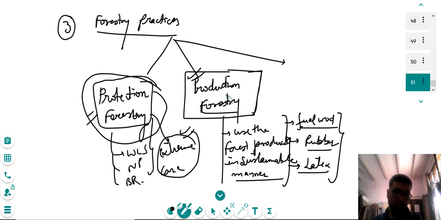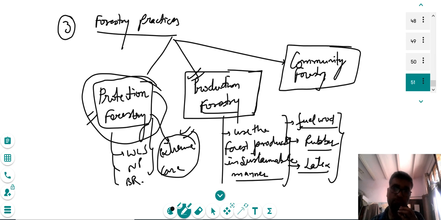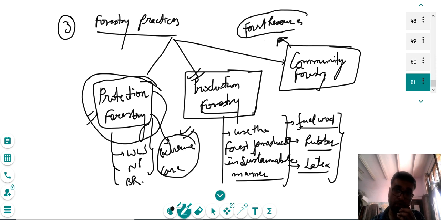The third type of forestry is community forestry. In community forestry, the community which is living in the adjacent land of the forest will protect the forest resources, and this same community will also use the forest resources in a productive manner. So these are the three types of forestry practices: protection forestry, production forestry, and community forestry.